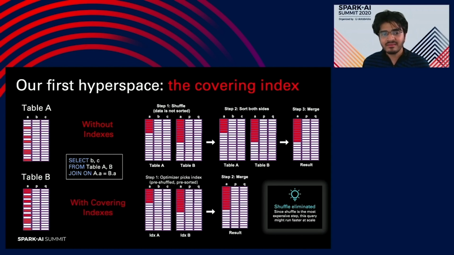With the right indexes built, the Hyperspace extensions that we have built enable the Spark optimizer to pick the right index. And remember, the index is already pre-shuffled and pre-sorted. So Spark can happily move into step 2, which is the merge step. I'm pretty sure you must have noticed by now that the shuffle got eliminated. And since shuffle is the most expensive step potentially in a query, now this query can scale to much larger data sets and potentially run even faster.